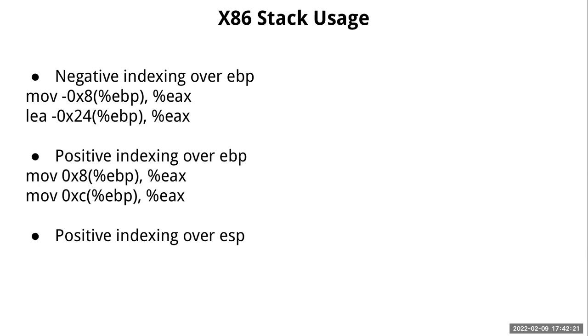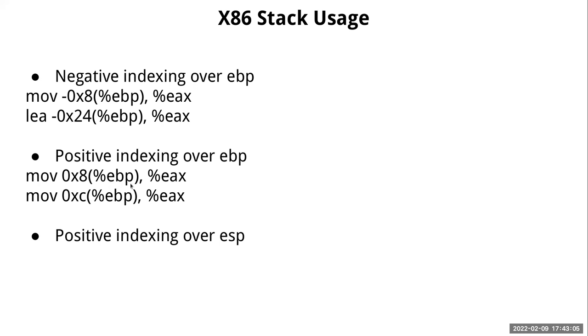Okay. So let's do a simple quiz here. Let's say we have EBP, we're moving some data from the memory address EBP minus eight to EAX. Then we are load effective address from EBP minus 24, okay? So what do you think those two instructions are doing? The first one is kind of like getting the value of a local variable, right? The second one is kind of like getting the address of a local variable because they are all EBP minus something, okay?